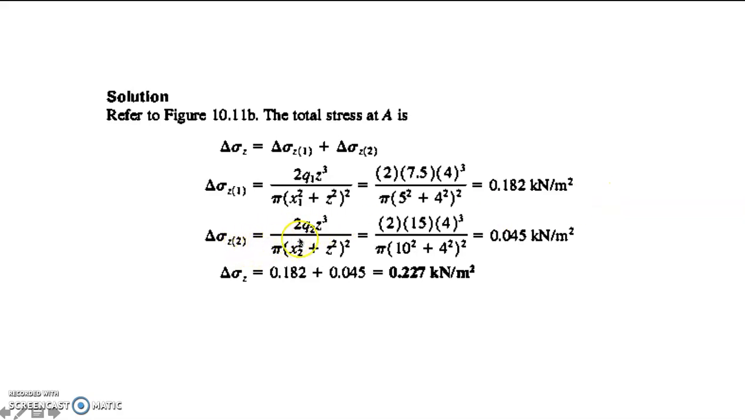And for the stress caused by Q2, so our Q2 is 15. Our z is 4, of course. Our x from Q2 towards point A is 10. When you simplify this one, that is 0.045 kilonewton per meter squared. And when you sum up these two, you now have the value of the stress caused by the vertical line load, which is 0.227 kilonewton per meter squared.